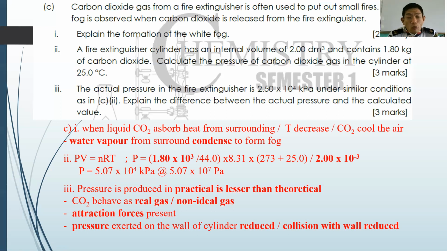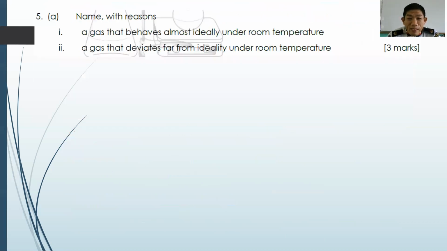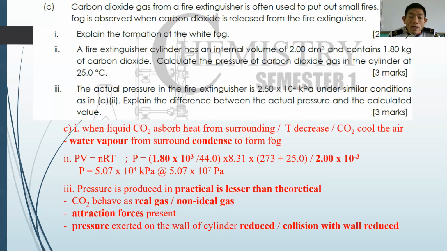Then you also want to write PV over RT is less than 1, and therefore it exhibited a negative deviation. So that is generally how you are going to explain all these. You must know what points you have to use whenever you encounter such questions. Okay, immediately we go to essay question number 5.